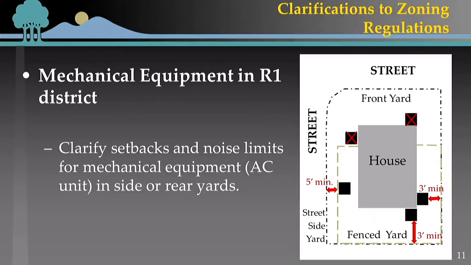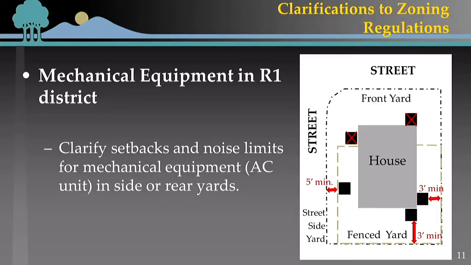Today, mechanical equipment such as AC units are not explicitly identified in accessory structure setback requirements, and historically staff has applied the same standard that is mentioned for pool equipment, which is allowed 3 feet away from any property line. So staff is proposing to add a section to specify that mechanical equipment such as an AC unit be allowed only in the side or rear setback 3 feet from the property line, not allowed in the front yard or visible from the public street, and can be allowed in the street side yard setback within a fenced yard.